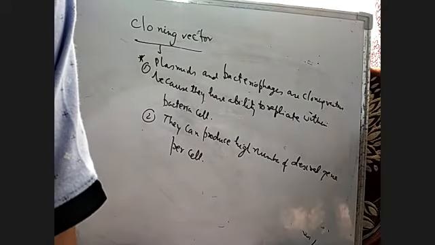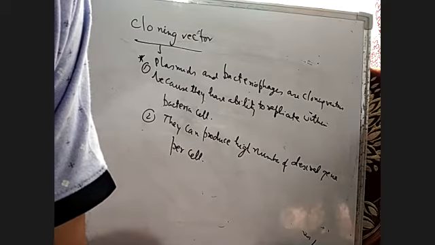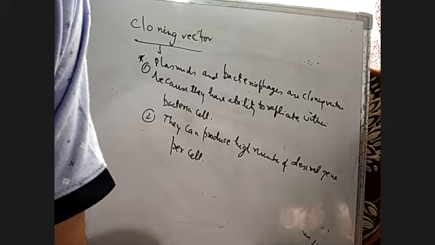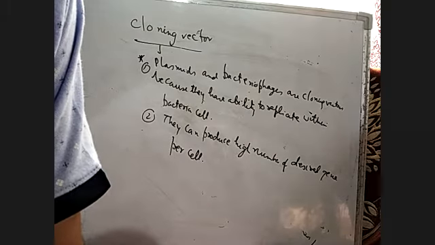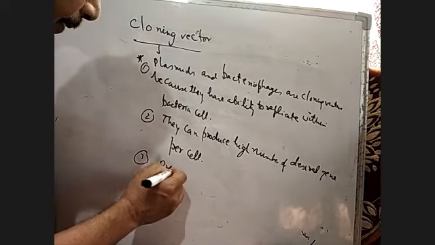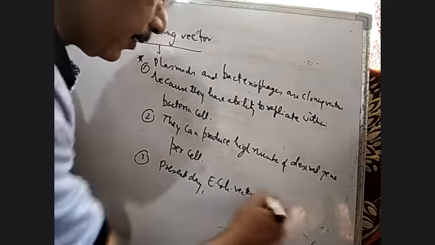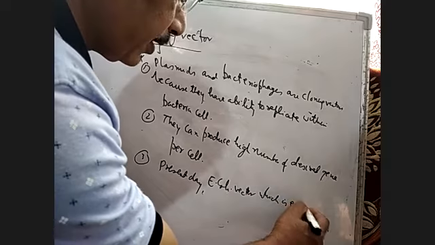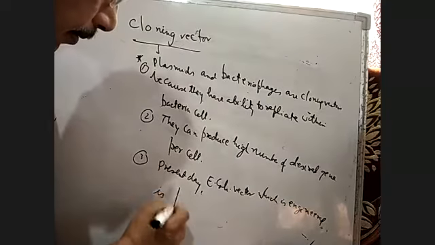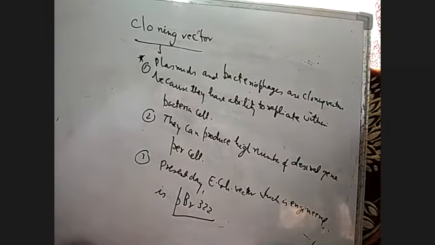Nowadays scientists are using engineered vectors, engineered in such a way that they help easy linking of the foreign DNA and selection of recombinants from non-recombinants. Example, the present-day E. coli vector, which is already engineered, is called pBR322. You have to remember this for the exam.